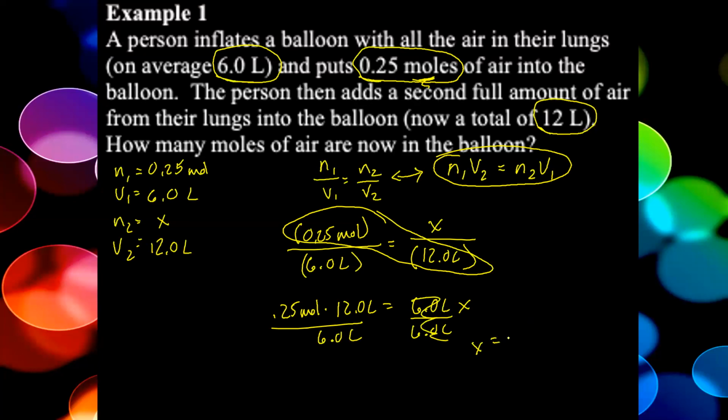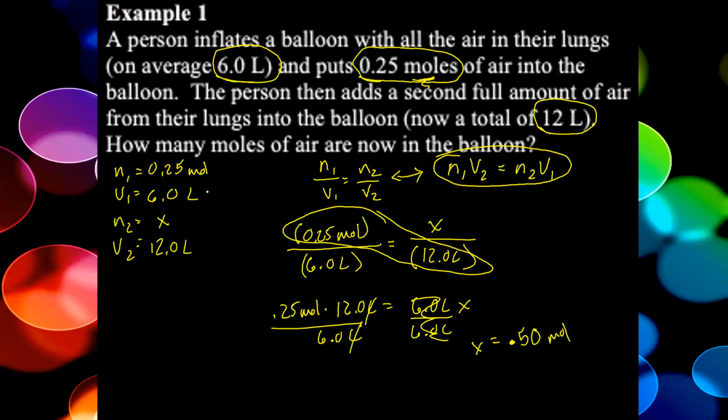What do we get for X? 0.5. Okay, now I see 2 digits, 2 digits, 2 digits. Give me something after the 5. Oh, just a flat zero? Okay, so 0.50, rounded to our significant digits there. And then notice liters cancels liters. They have to match. So moles is my label.